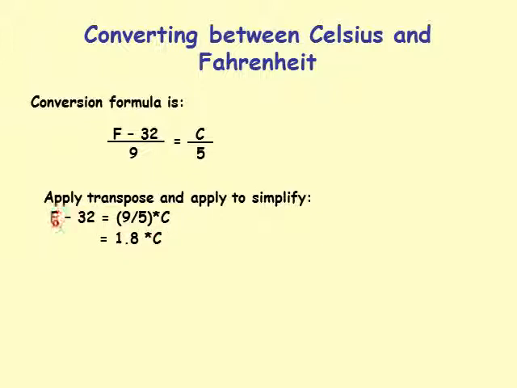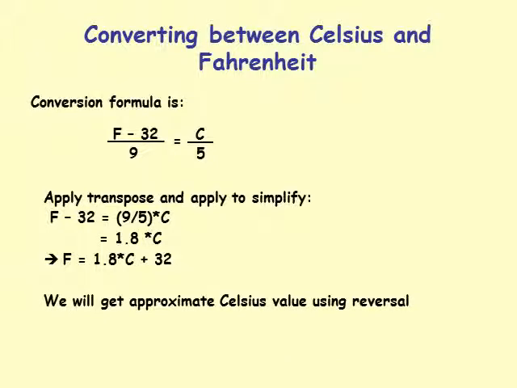And so degrees in Fahrenheit minus 32 is equal to 1.8 times degrees in Celsius. Continue here. So Fahrenheit is equal to 1.8 times C plus 32. Let us continue here. And for Celsius, we will use the approximate reversal method to convert Fahrenheit into Celsius.